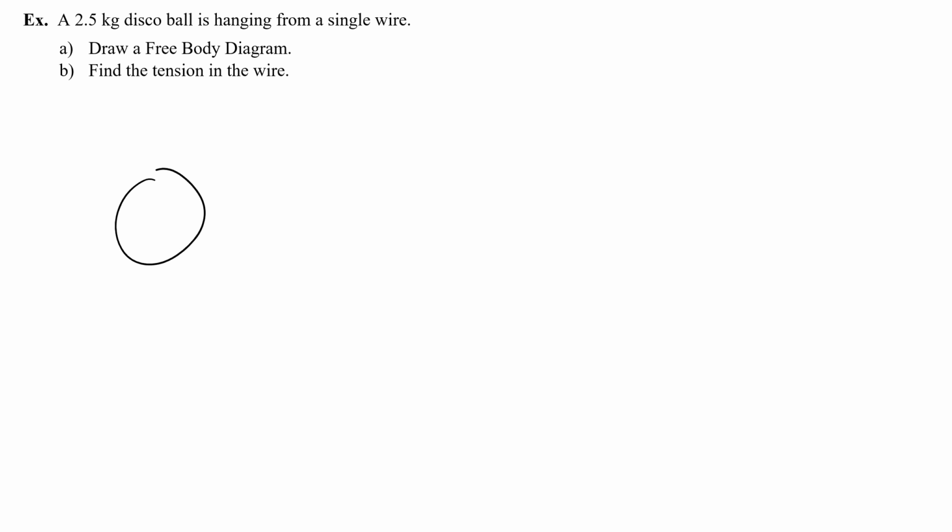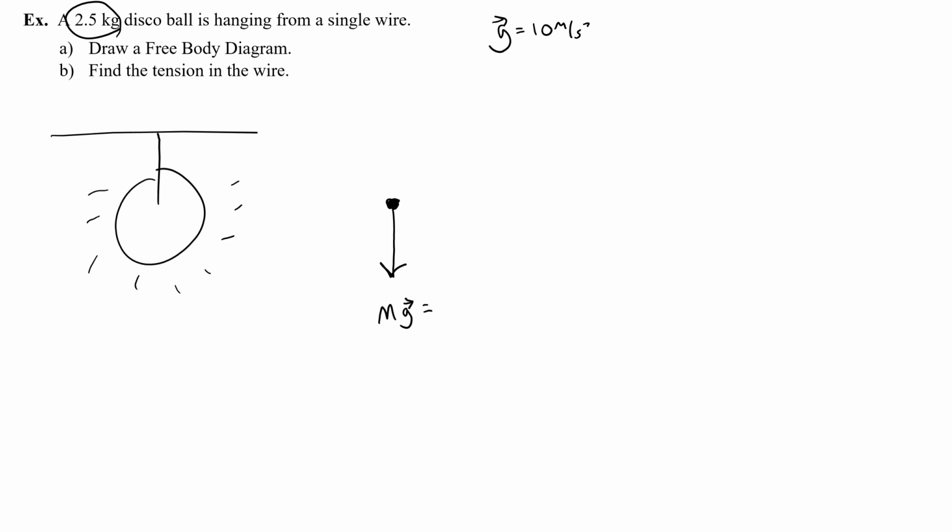Okay, well, let me just kind of draw a picture of the disco ball hanging from the ceiling. Fancy, so sparkly, yay. If I was going to draw a free body diagram, I draw a dot off to the side representing the disco ball. I know that gravity is pulling the object down, so there is a weight force, which we call mg, and I can calculate that weight force by taking the mass in kilograms, 2.5, and then multiplying it by the acceleration due to gravity, 10 meters per second squared, which is going to give me 2.5 times 10, or 25 newtons of weight. Okay, so that's the force of gravity, or the weight of the object in newtons.